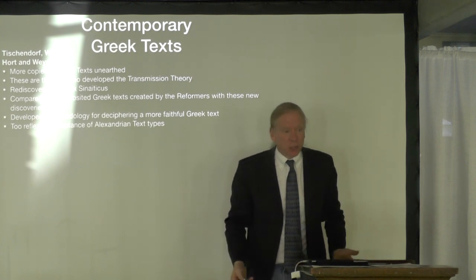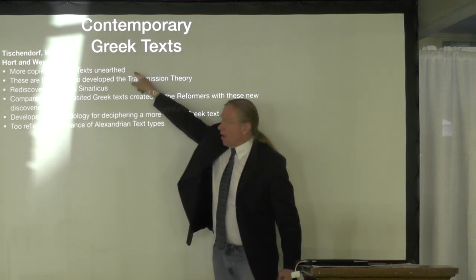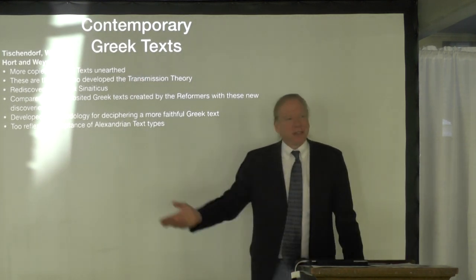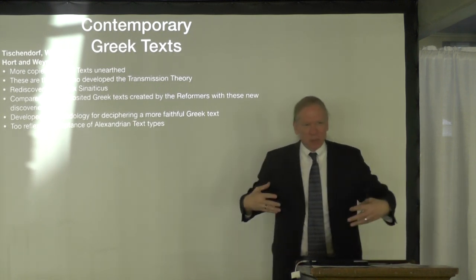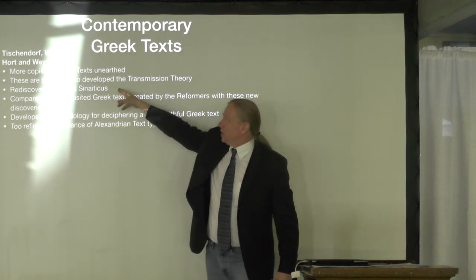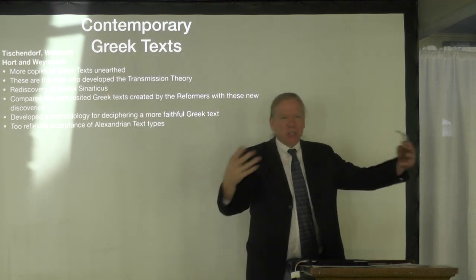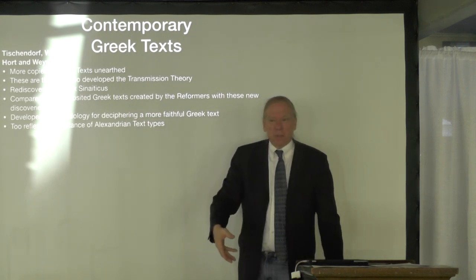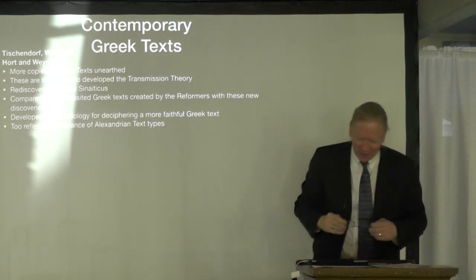This transmission theory, that there's a Byzantine text and the Alexandrian text, owes everything to these guys. They're the ones that created this. And it's how twisted it is, the theory that the King James folks hang their hat on. They would very much disagree with these men in any other example and say these are heretics and liberals, but yet the King James only folks base their entire belief on the King James Version on these guys, and they don't even know it.